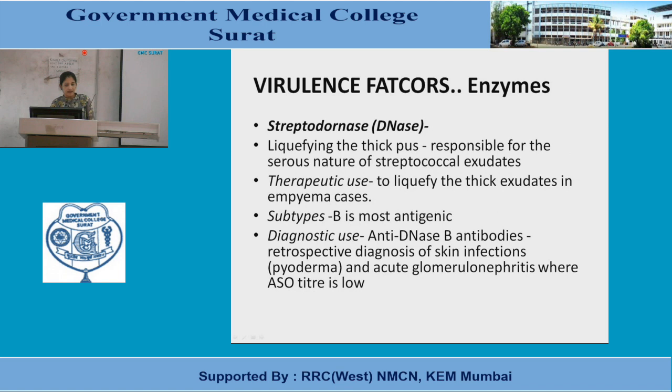Anti-streptococcal DNase B antibodies are used for the retrospective diagnosis of skin infection. It is basically used for the diagnosis of acute glomerulonephritis, where the ASO titer is low. So it is very useful to differentiate acute glomerulonephritis from rheumatic fever, because in rheumatic fever the ASO titer will be high, but in acute glomerulonephritis the ASO titer is low.